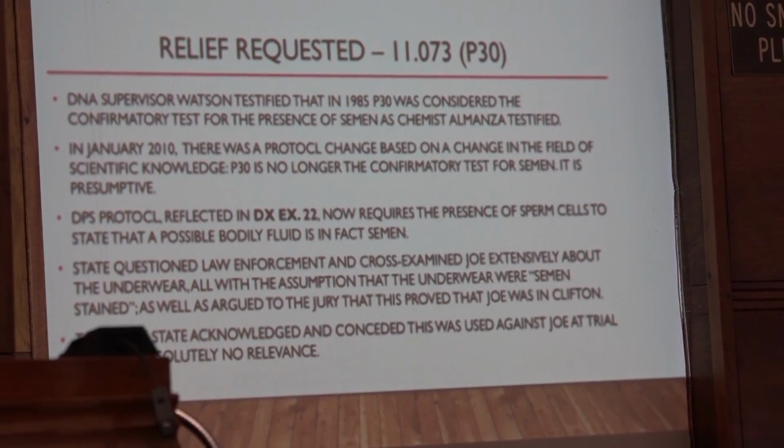I know they said maybe not under 11073, but just to be clear with timing, January 2010, DPS changes its protocol and says that based on a change in the field of scientific knowledge, P30 is no longer the confirmatory test for semen. It's presumptive now. That's a big difference. And DPS's protocol is reflected in Defendant's Exhibit 22.